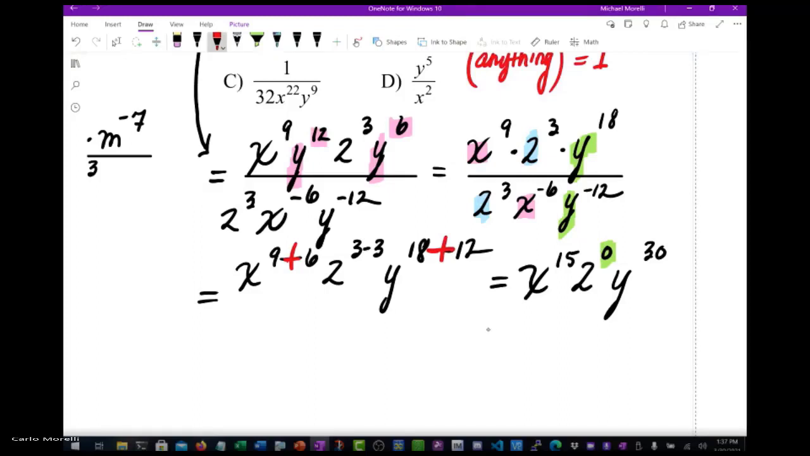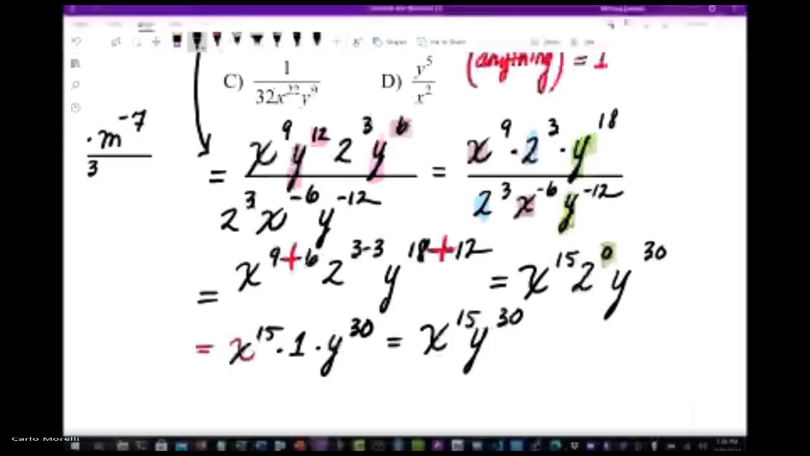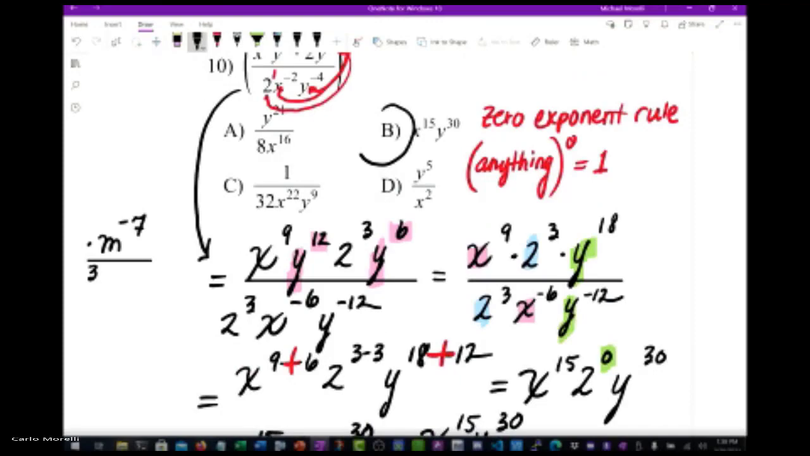All right. So what we're going to do here is rewrite x to the 15th times 1 times y to the 30th, which just gives me x to the 15th, y to the 30th. And that concludes the 10 problem assignment.